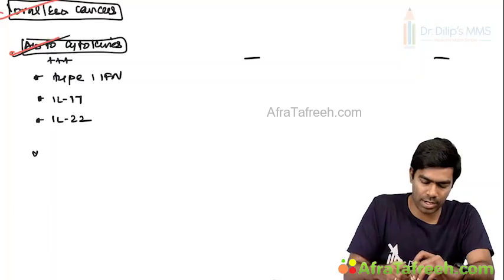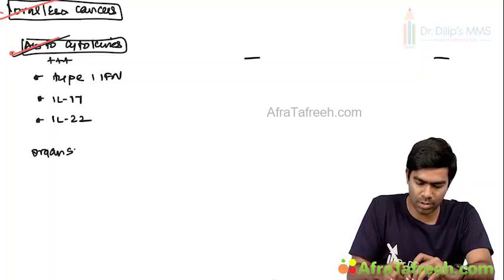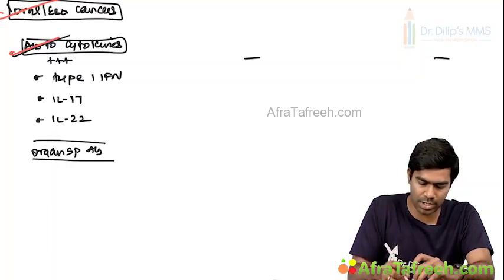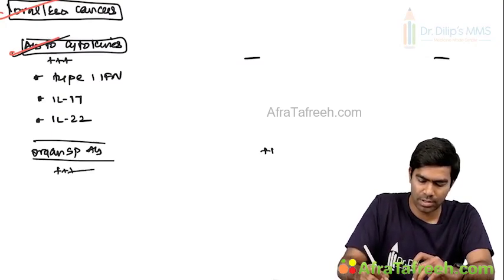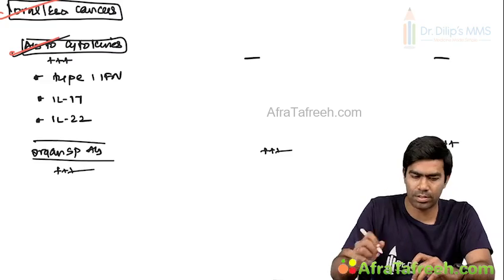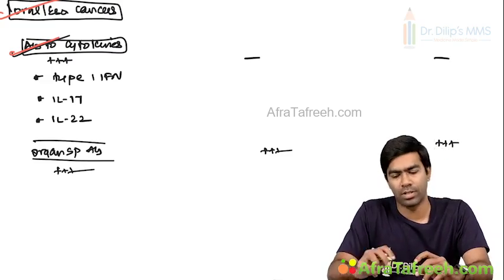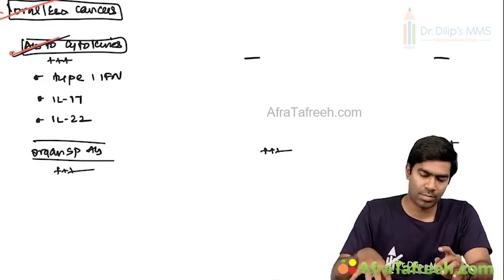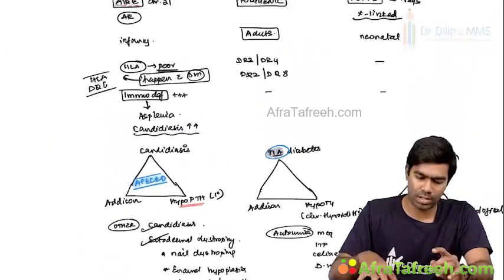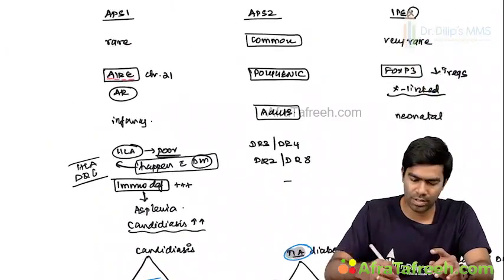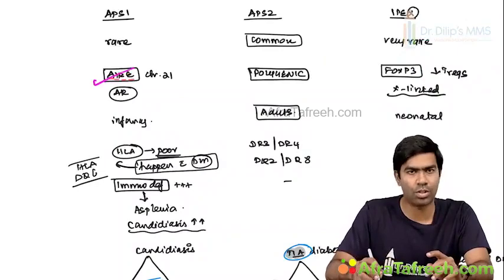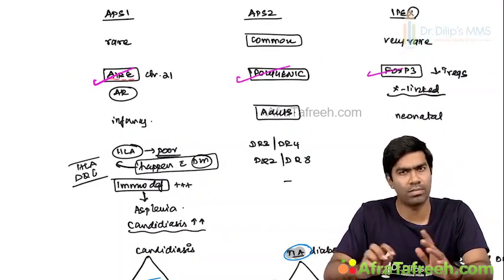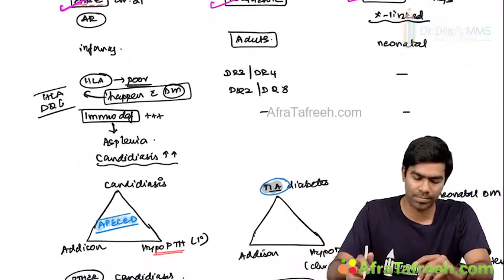But the organ-specific antibodies can be present in all these three entities. Organ-specific antibodies can be present in all these three disorders. It's not going to differentiate. So that's all. Let's summarize. What are the questions you will be asked in APS? Definitely the AIRE gene, sure short question, polygenic inheritance, FOXP3. Basic three things, you have to nail them.